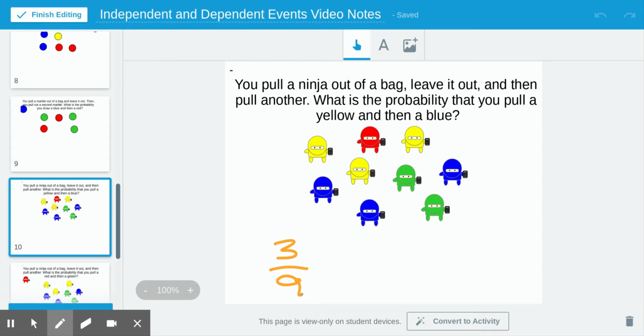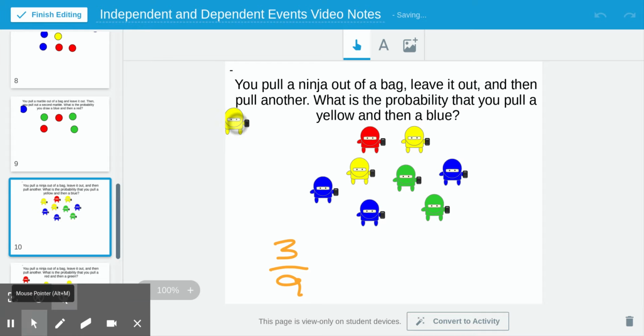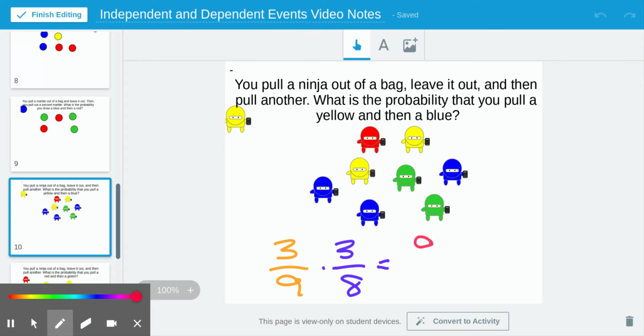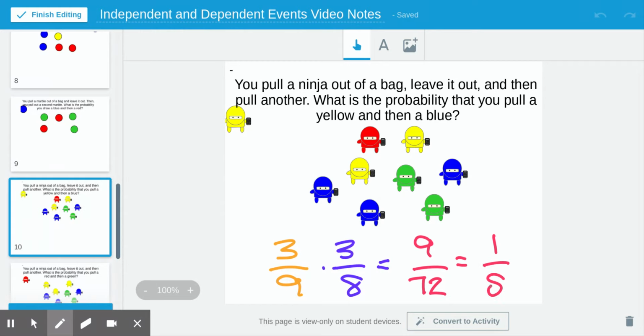And then we're going to pull a yellow out, keep it out, and then do a probability of getting blue. So probability would now be 3 out of 8 because there's one less in there. Okay, we'll go ahead and multiply those. 3 times 3 is 9. 9 times 8 is 72. And then that could simplify down to 1/8.